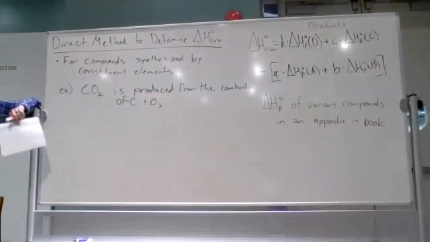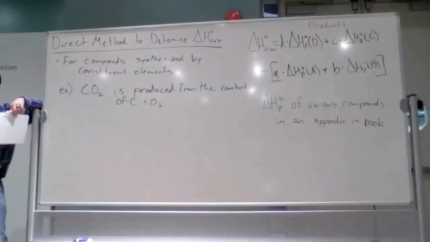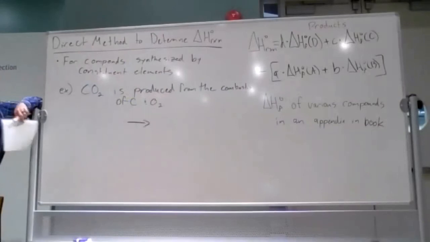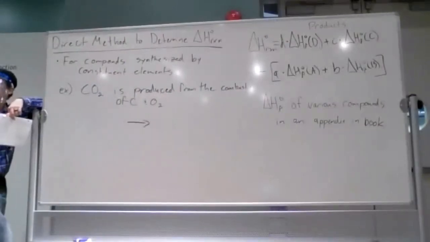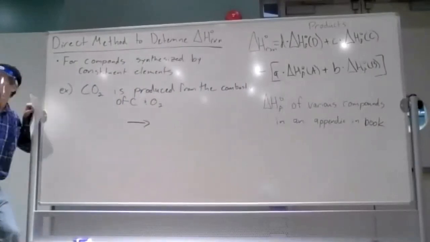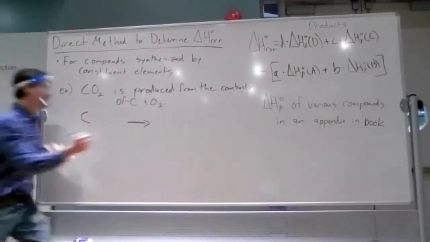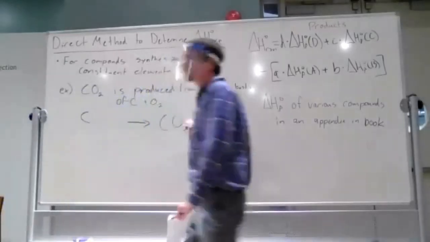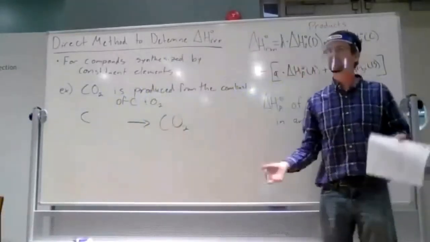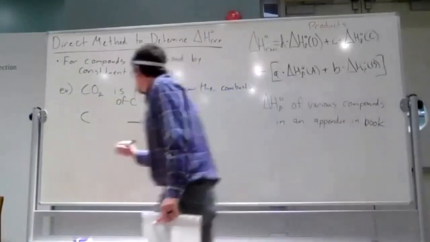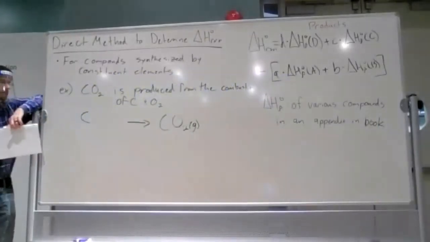So let's write out the chemical reaction that's happening here. What are my products? What are my reactants? Will, tell me a product. Well, that one's actually a reactant. Yeah, carbon dioxide. There we go. Okay, we got two of them. And how is carbon dioxide found? Solid, liquid, gas? Yeah, it's a gas. You can find it in those other ways, but we'll look at the gaseous form.